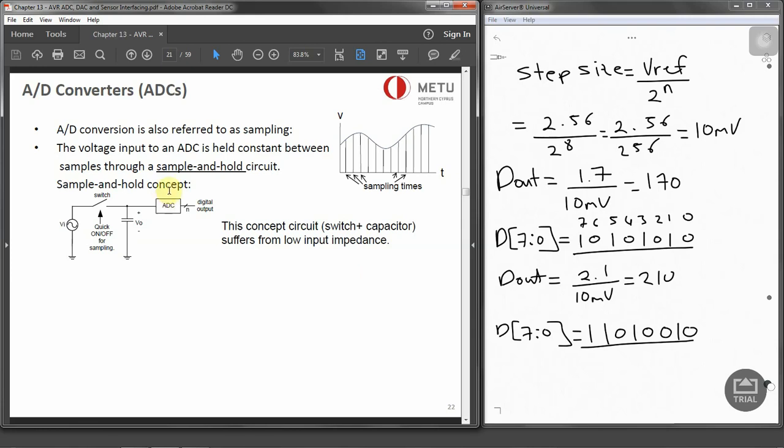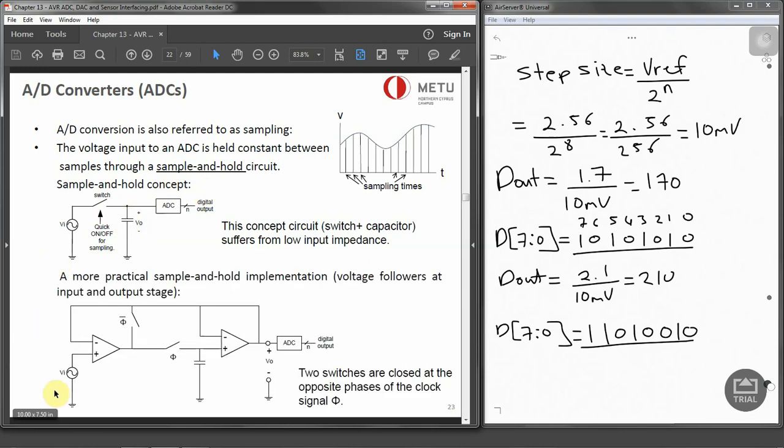It's just a concept over here where we have got a switch and a capacitor, and whenever it is turned on, we charge the capacitor. So this is the more practical version of it with the operational amplifiers, and we have got the voltage followers, in this case input and output stages with 2 switches, and they have different phases, and this works accordingly. Now the important thing over here is that analog to digital conversion is actually using successive approximation.